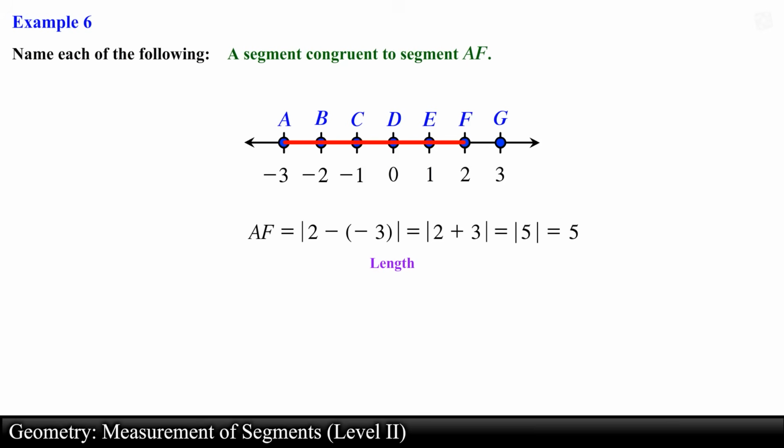Now we need to find a line segment that also has a length of 5. Notice that the only way to get another line segment with a length of 5 is by moving segment AF 1 unit to the right. This new line segment has point B and point G as endpoints. So a line segment that is congruent to segment AF is segment BG. So this is our final answer. Alright, let's try the next example.